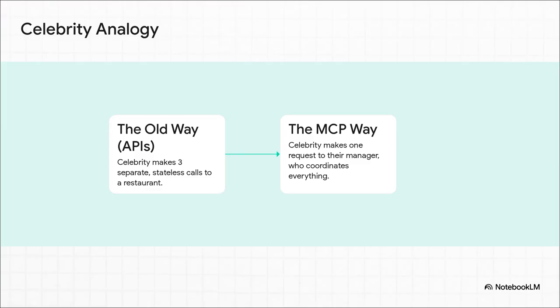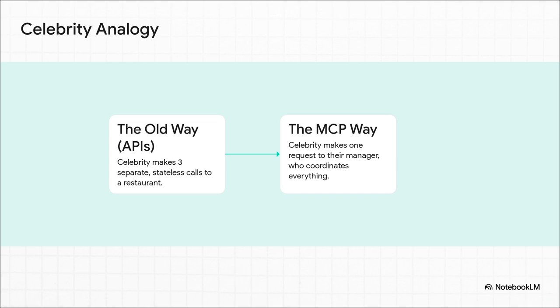Okay, so picture this. A celebrity wants to order a really specific meal from a fancy hotel restaurant. The old way, the API way, is like the celebrity having to call the front desk 3 separate times. First, they call for drinks. Then, an hour later, they call for lunch. Then later for dessert. And each time, they get a different person and have to explain the whole thing from scratch. Hi, it's me again, the celebrity. It's a total mess, right?